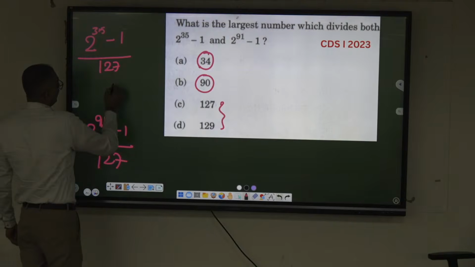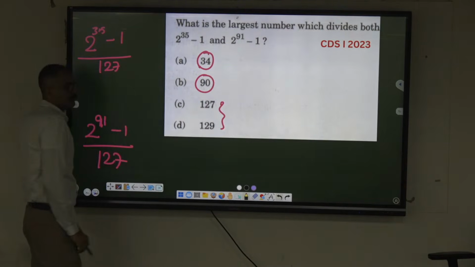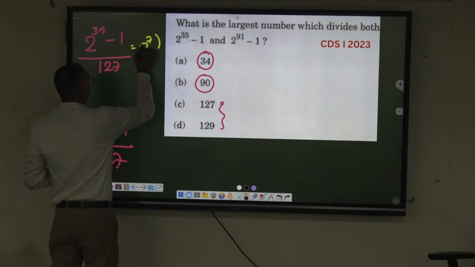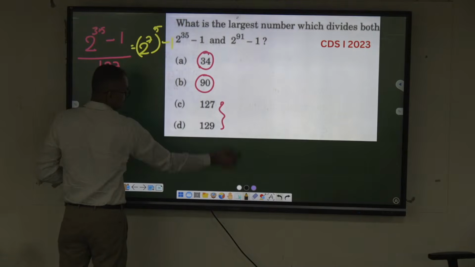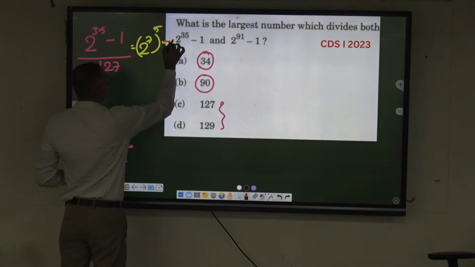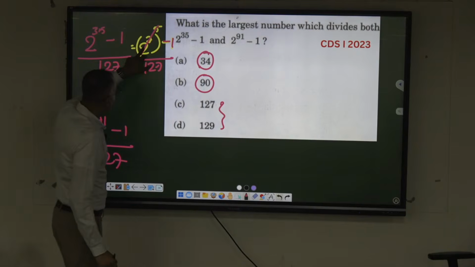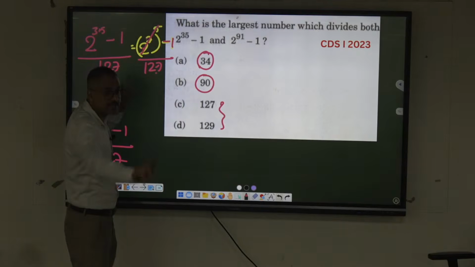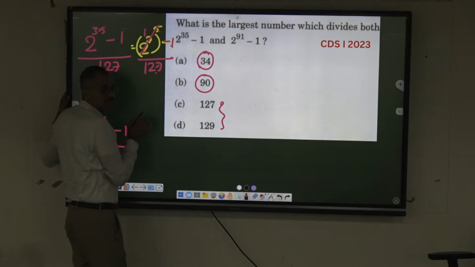Two power, see how much is 128? 2 power 5 is 32, 6 is 64, 7 is 128. So can I write this as 2 power 7 whole power 5 minus 1? When I divide by 127, this gets completely divided, right? 2 power 7 is how much? 128. 128 divided by 127 is 1. 1 to the power of 5 is 1. 1 minus 1 is 0.